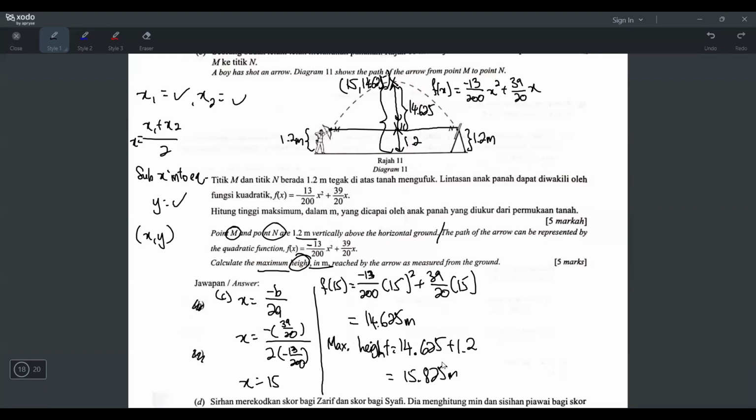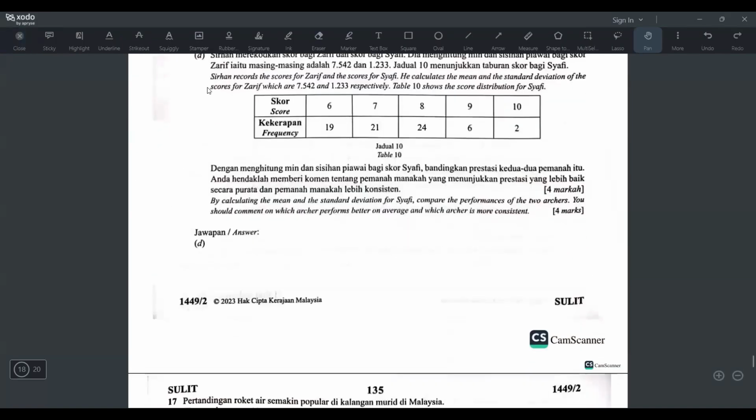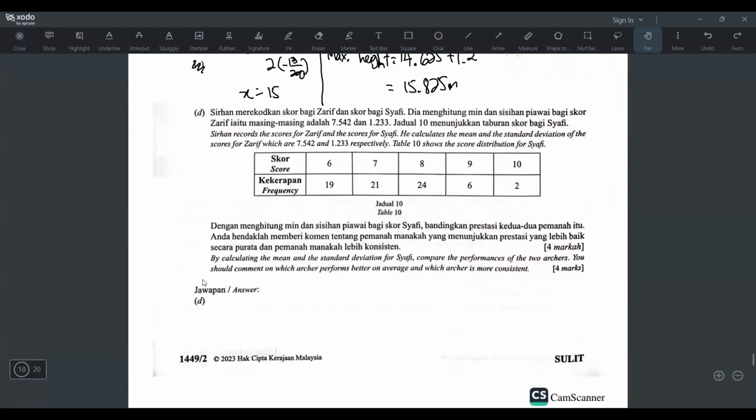14.625 plus 1.2. Yeah, 15.825 meters. So, yeah, this is the answer. Okay, sudah siap. Okay, let's do the next question.